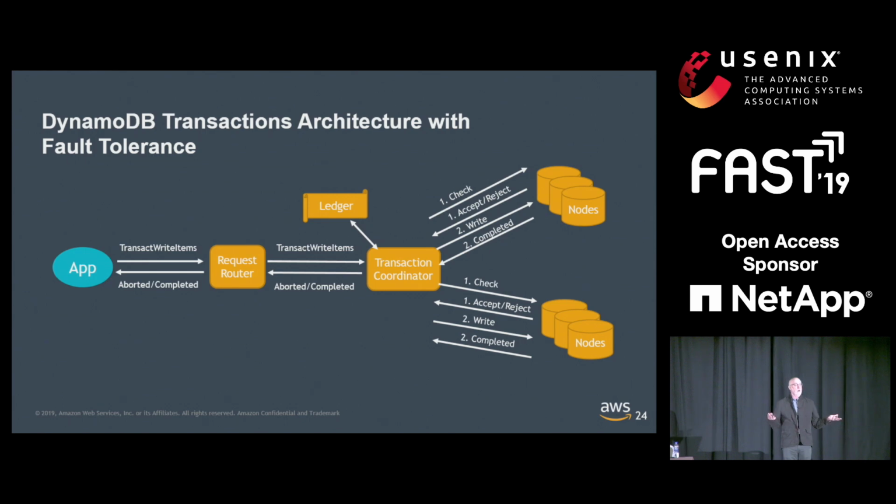DynamoDB automatically already handles storage node failures. If one of the storage nodes fails, DynamoDB will bring up a new one, provision it. The transaction coordinator doesn't even notice that the storage node got changed out from under him, except for maybe some performance hiccup. So the bigger question is what happens if the transaction coordinator fails?